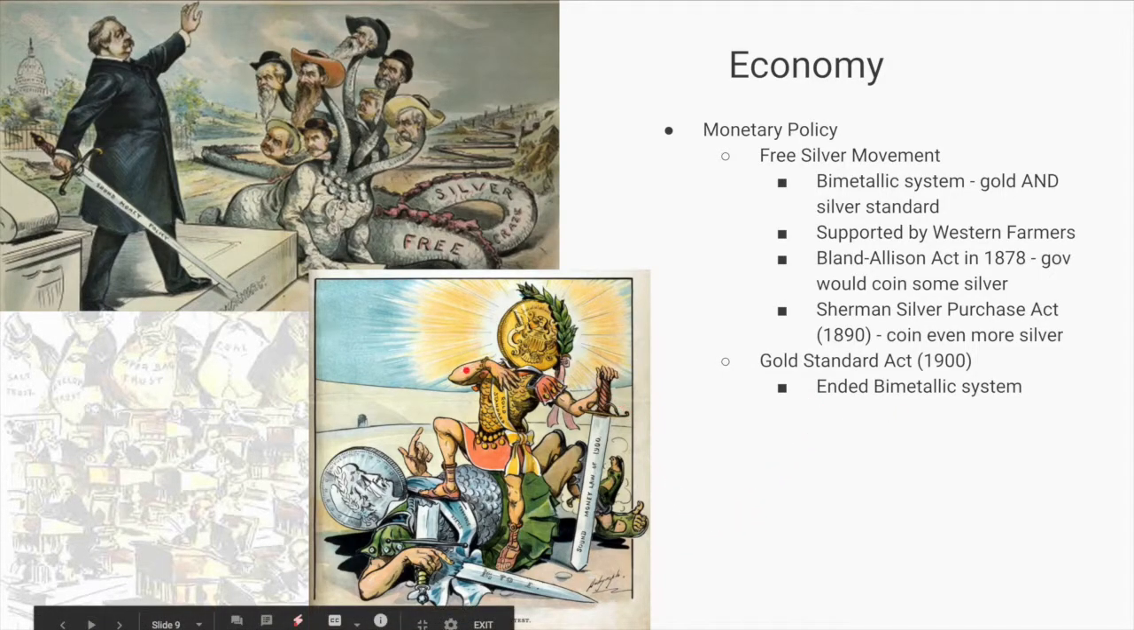Here's some political cartoons of the time. You can see that gold is beating out silver, and you can see here, this is McKinley, and it says sound monetary policy. So that is that 1900 Act.